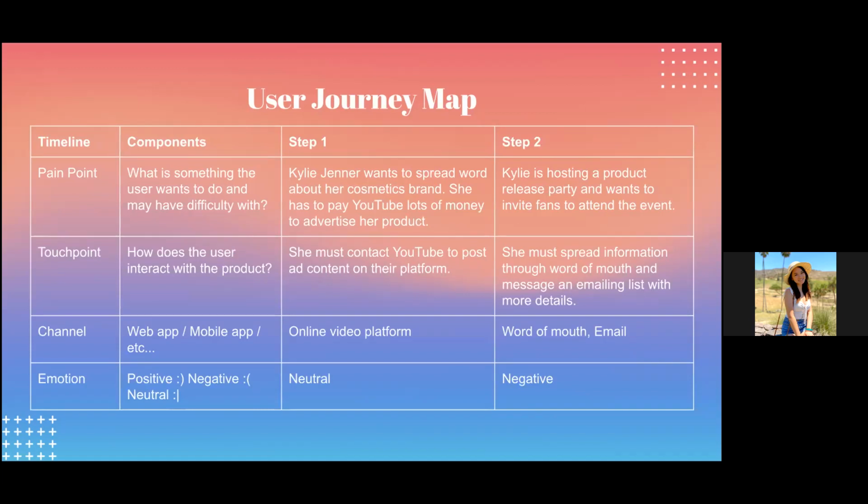But let's say step 2, she wants to release a new product and she wants to spread word of events. She wants to have a huge event and have people come over and view the product. And she must spread this through word of mouth, maybe an emailing list. And that's a negative experience. So through that, you'd figure out all these negative emotions and figure out, okay, we need a social media platform where producers and artists can post information to a wide variety of fans. So that's a user journey map in a fun context. And you'll be doing something similar for Spotify. So I just wanted to have an example.